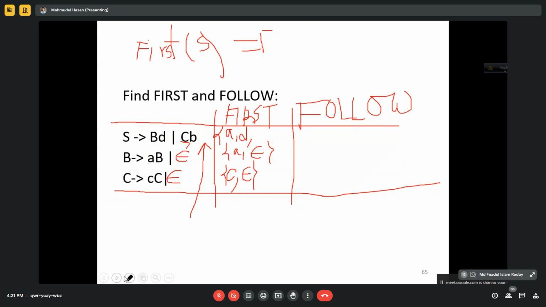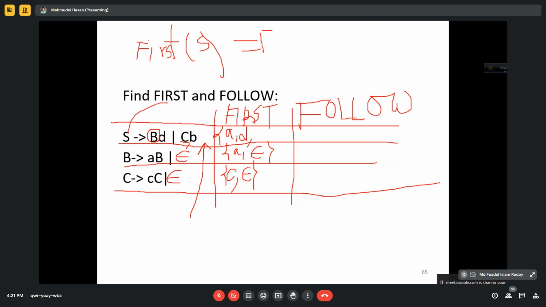Any confusion, please ask. Sir, is it possible to replace B with a small letter c? So you want to replace non-terminal B with small letter c, like that? No, it's not possible. You can only replace non-terminal B with the first of B.